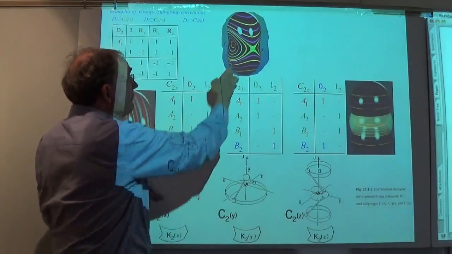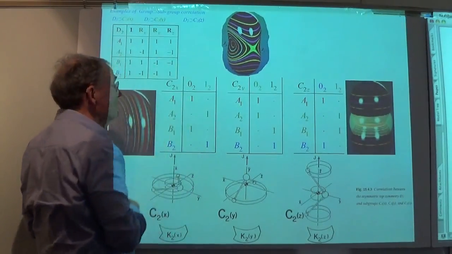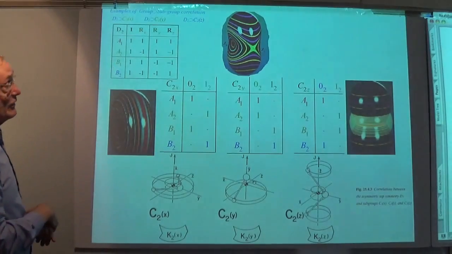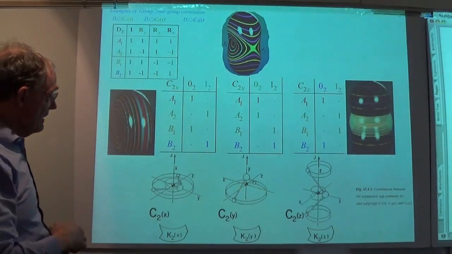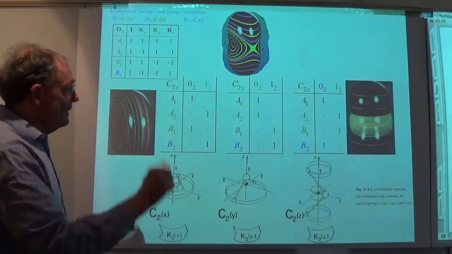And that takes care of the x-axis. That's all the activity associated with the local symmetry on the x-axis, C2x local symmetry. And that corresponds to the molecule rotating like that, rotating like a boomerang.